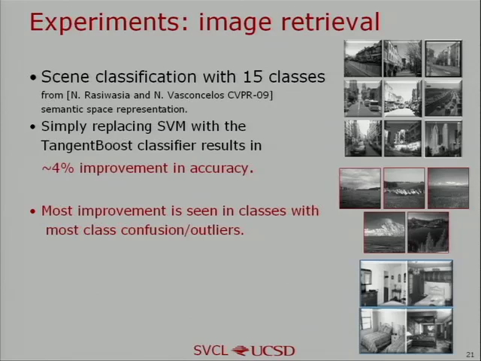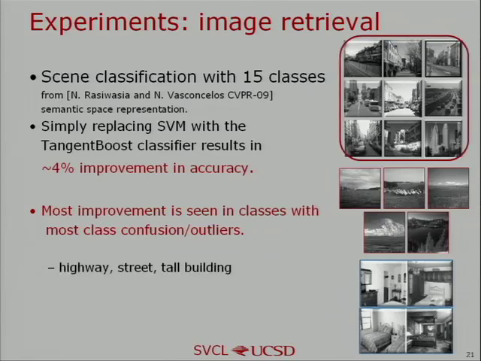We used the semantic space representation from Rasiwasia and Vasconcelos CVPR 09. And the only thing that we changed was replace the SVM classifier with the tangent loss classifier. And we got 4%. Now, their scene classification method was already state of the art, but we got 4% improvement with just simply an outlier resistant, a robust classifier instead of the SVM.